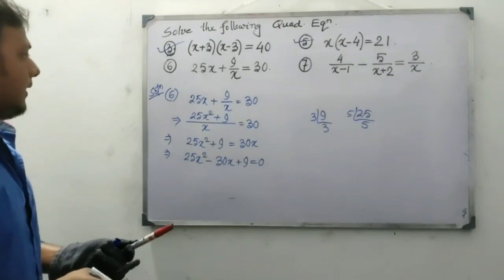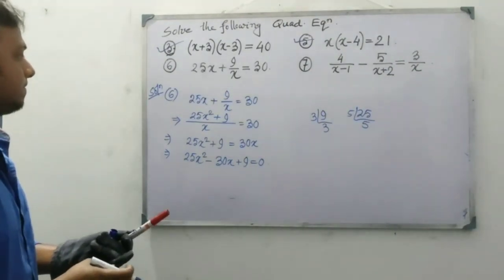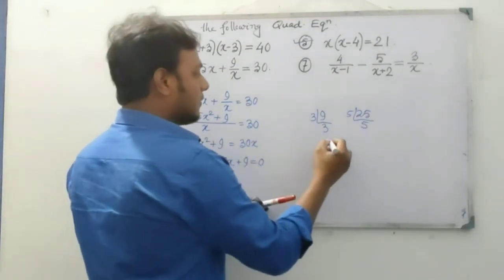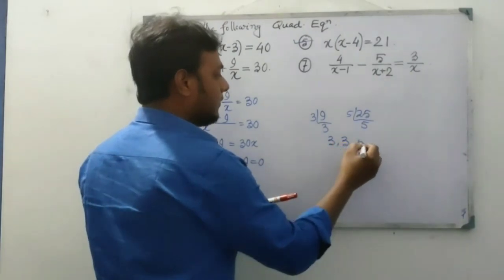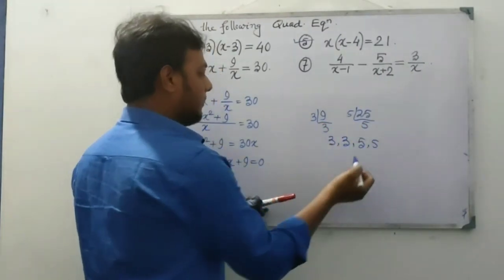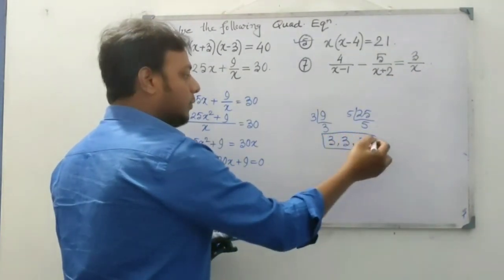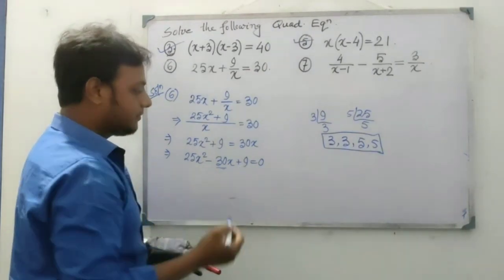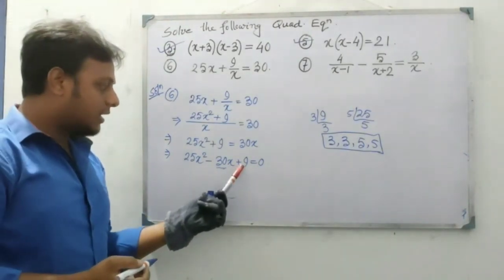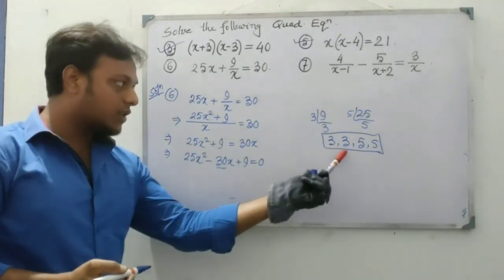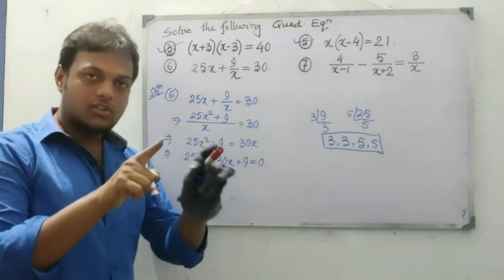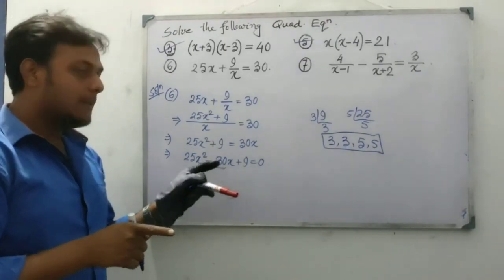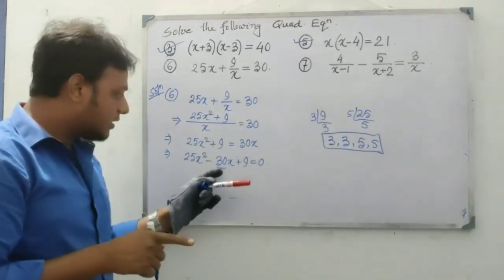How many factors are there? 3, 3, 5, 5 in total. By making groups and adding, you have to match with 30. Since the last sign is positive, using these factors you have to make a group of two factors so that by adding those two factors you get 30.